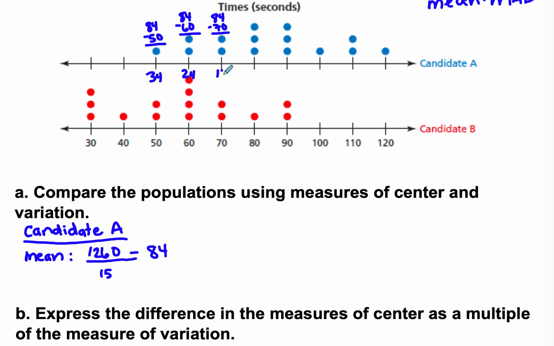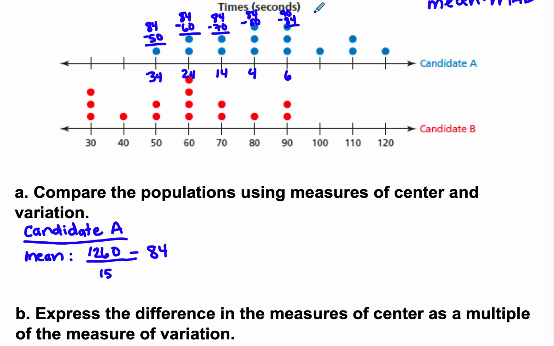So this would be 14 for this dot, 14 for this dot. This one would be 84 minus 80, so these would be worth 4. This one is 90, so 90 minus 84 is going to be worth 6, so each of these three dots would be worth 6.